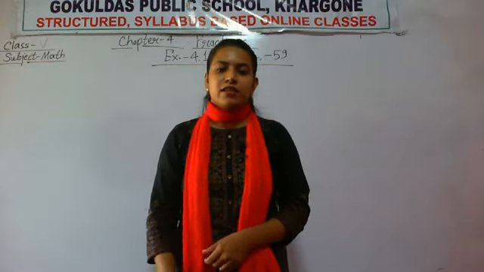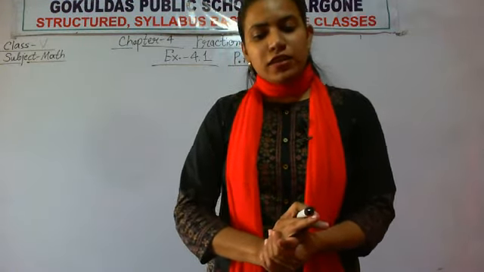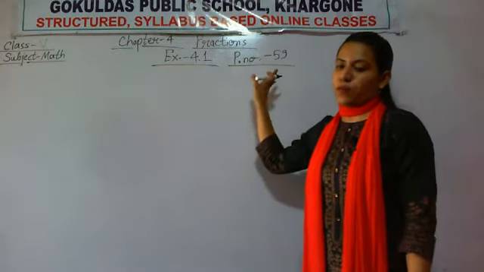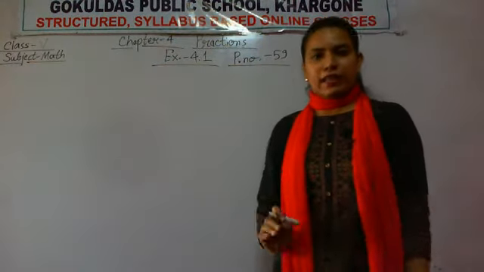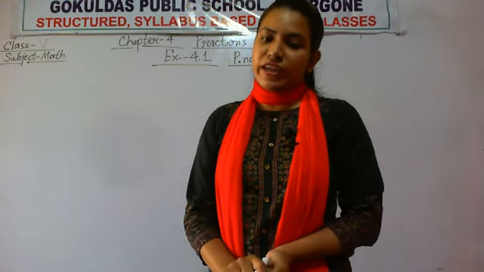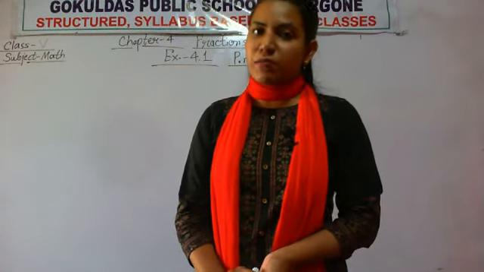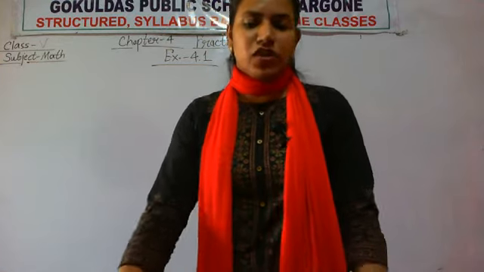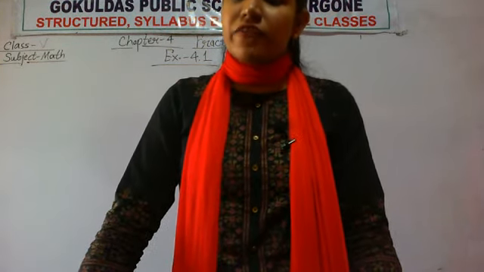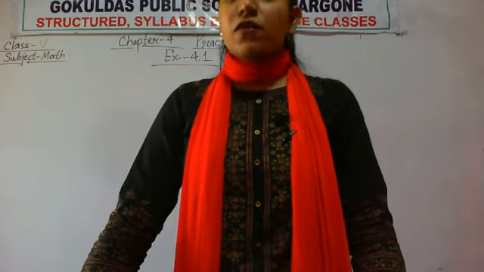In today's class we are covering the remaining questions of exercise 4.1, which is on book page number 59. So all of you open page number 59. We are doing exercise 4.1, question number 4. Question number 4 says, reduce the following fractions to their lowest form.